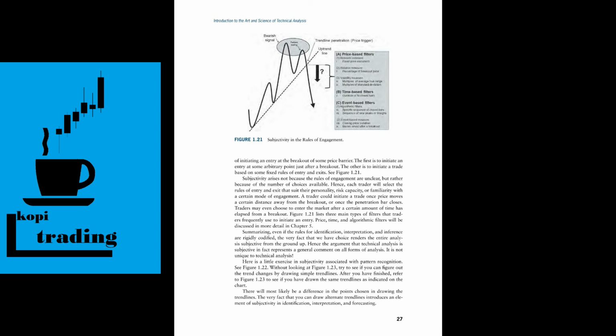Here is a little exercise in subjectivity associated with pattern recognition. See Figure 1.22. Without looking at Figure 1.23, try to see if you can figure out the trend changes by drawing simple trend lines. After you have finished, refer to Figure 1.23 to see if you have drawn the same trend lines as indicated on the chart. There will most likely be a difference in the points chosen in drawing the trend lines. The very fact that you can draw alternate trend lines introduces an element of subjectivity in identification, interpretation, and forecasting.